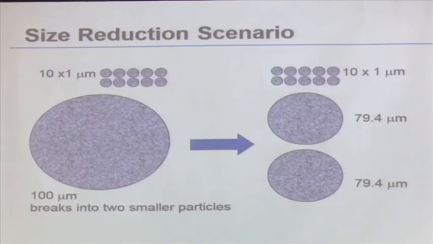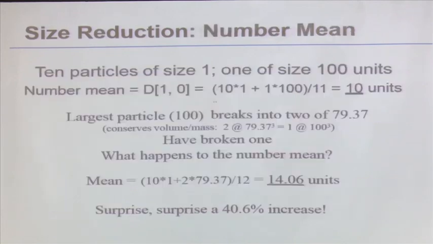So, basically this is the size reduction scenario. Suppose I have a 100 micron particle that breaks into 2 smaller particles. What will be the sizes? Equal sizes, it will be 79.4 micron each. Just do the calculation. And I have 10 into 1 micron particles, and these are the 10 into 1 micron particles I am showing.